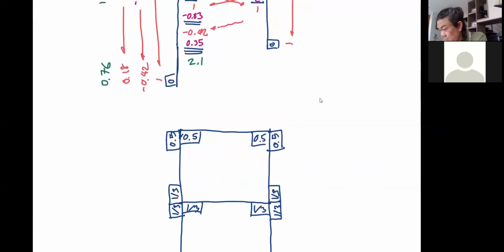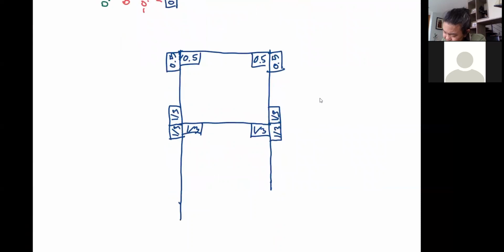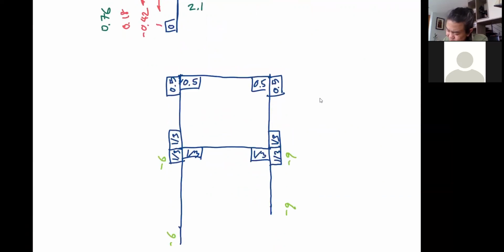Now we begin the moment distribution with the values. It's minus 6 right down there, minus 6, minus 6. This is minus 9, minus 9. But on top it's going to be 9, 9, 9 and 9. So that's how we begin, and we carry out the same process. We have about 10 minutes left, but I don't think it's a good idea to go through this again.